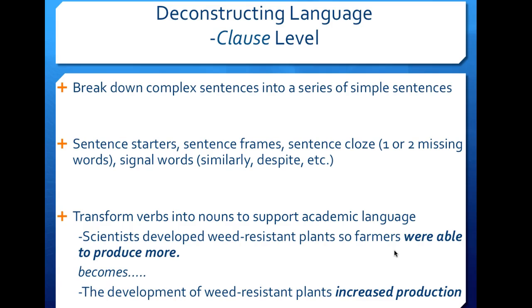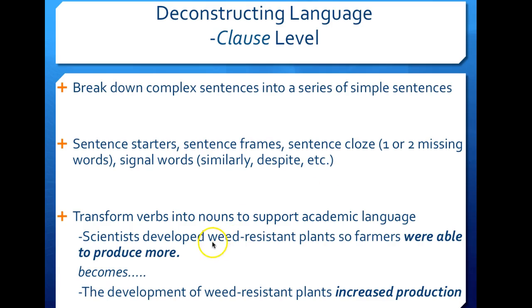Clause level: breaking down complex sentences into a series of simple sentences. If I only put that on there, that would be enough. Students, especially ELs, especially students who are encountering high academic language, who have not been in school or have not learned English before they got to your school and they're in higher grades, or even in 5th and 6th grade, break them into simple sentences so that they can work with the language. Sentence starters, sentence frames, sentence cloze for writing are very useful.